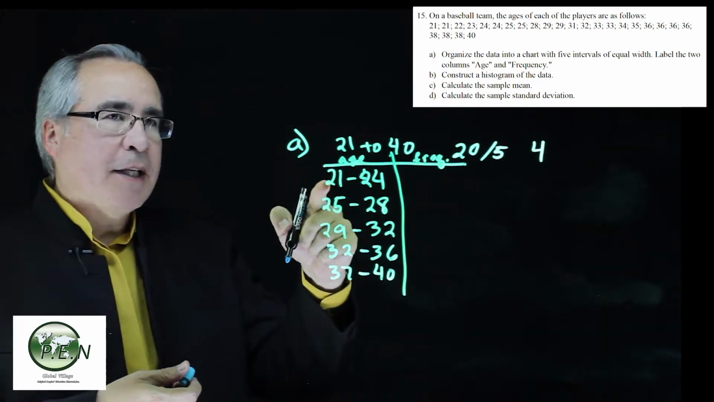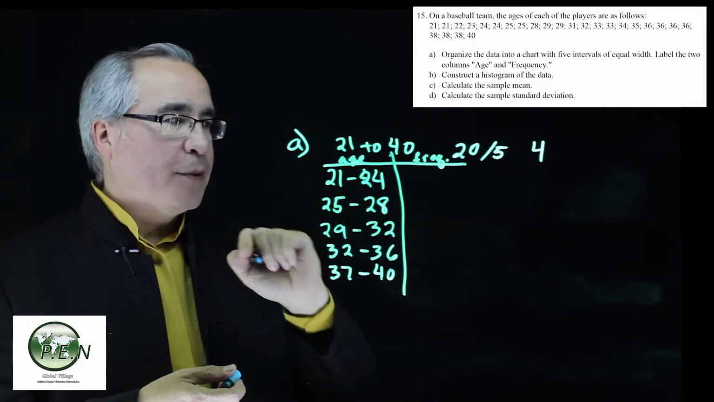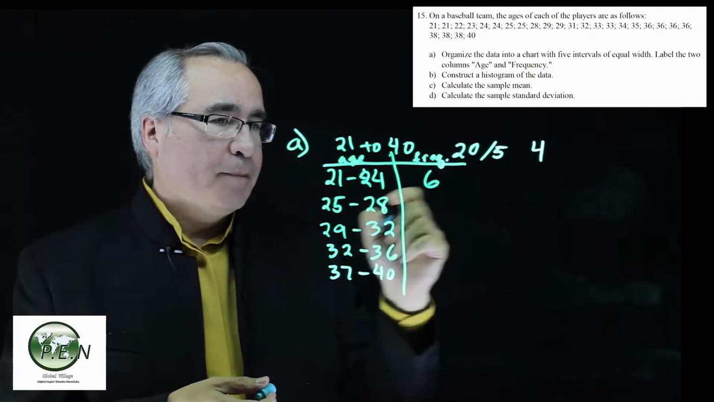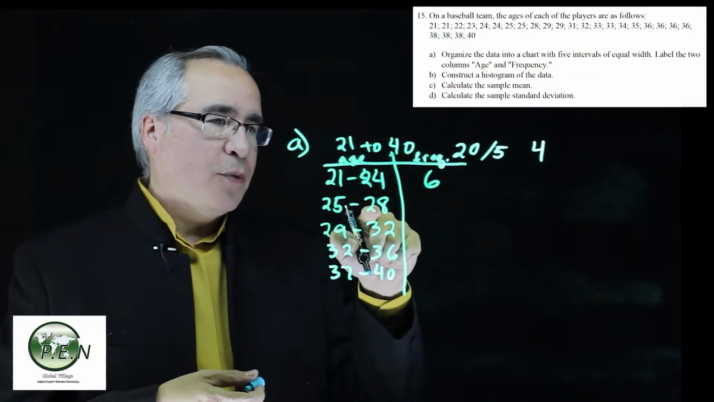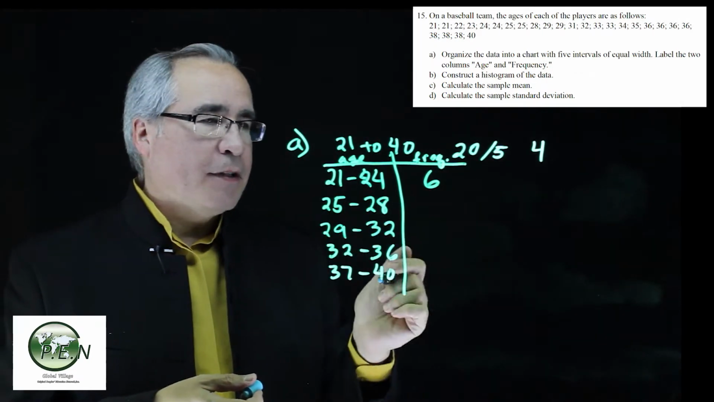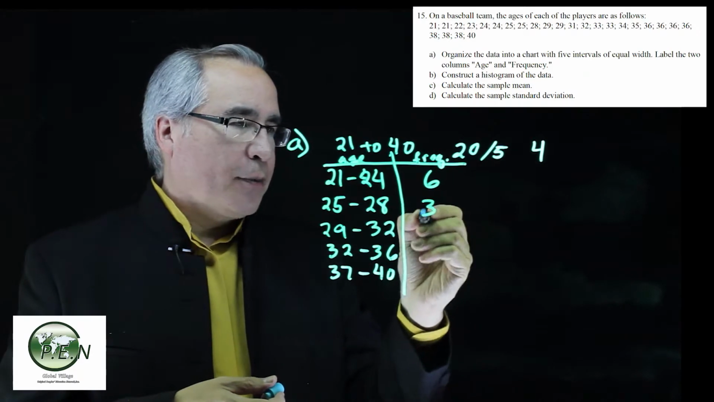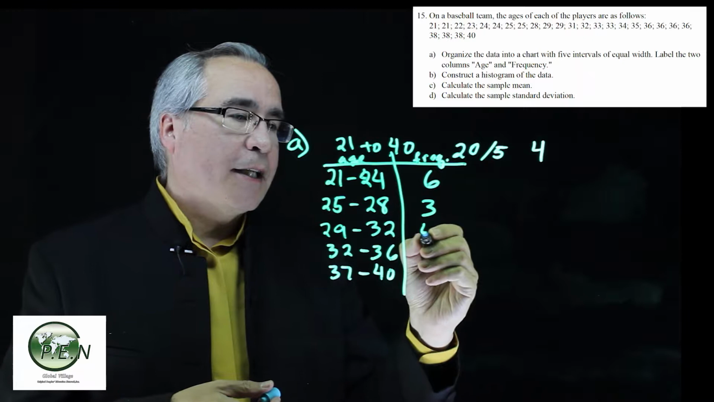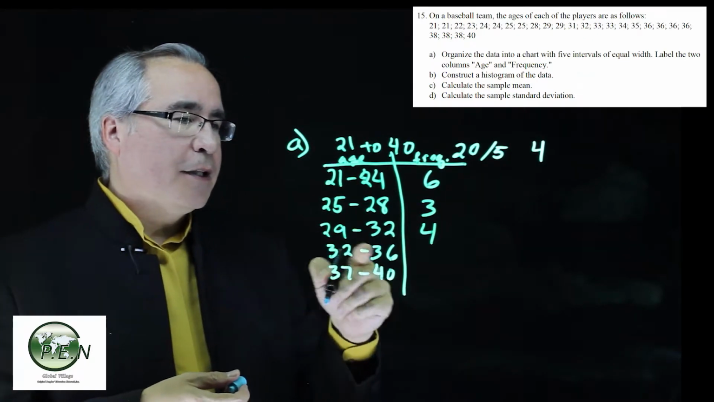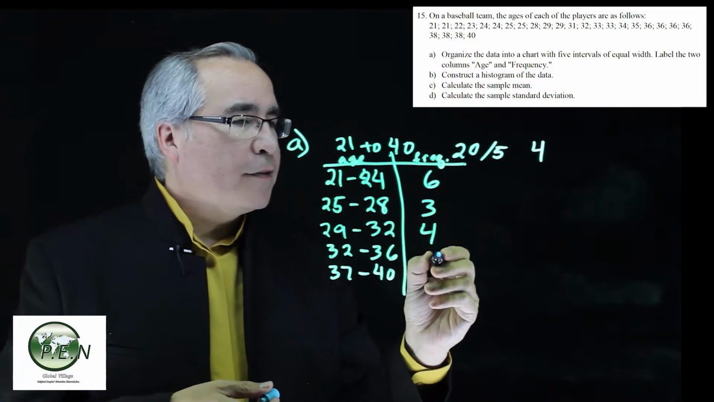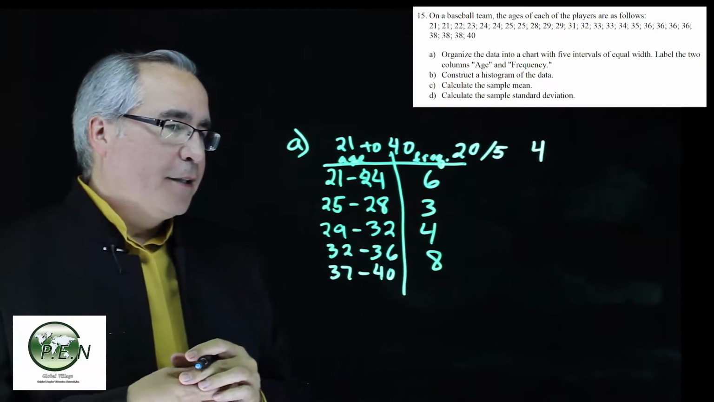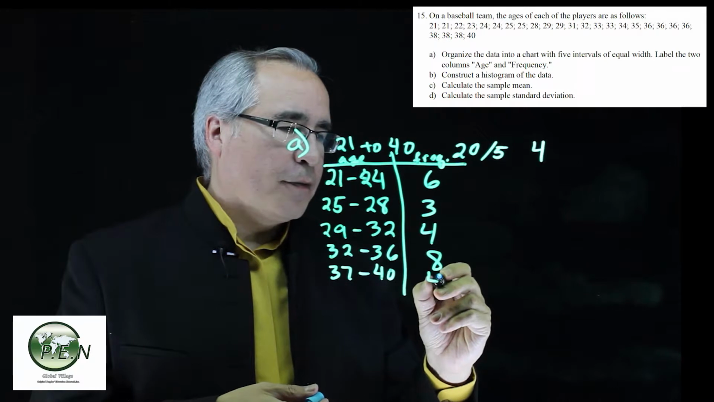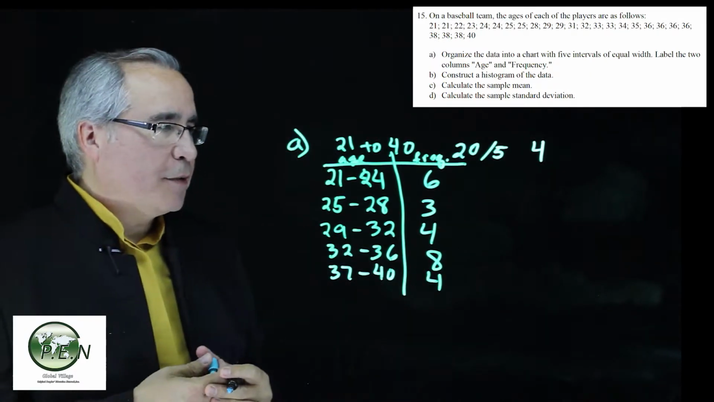And then we count how many ages are there from 21 to 24. When I went through and counted, I got 6. How many are between 25 and 28, including 25 and 28? I've got 3. 29 to 32, take a look, make the count. There's 4 of those. 32 to 36, we have 8 of our players that are in our 32 to 36s, and 37 to 40, we have 4 players. So there's our frequency table.